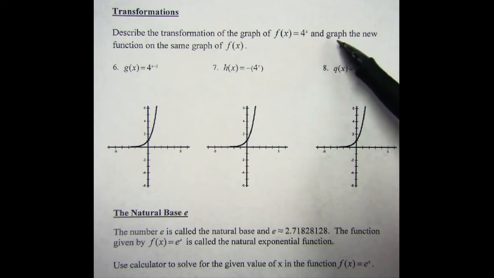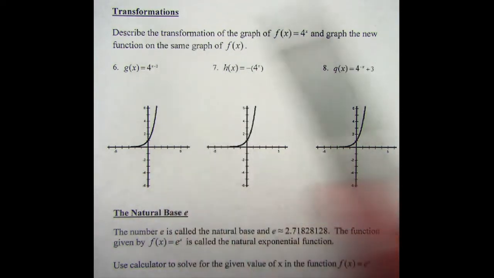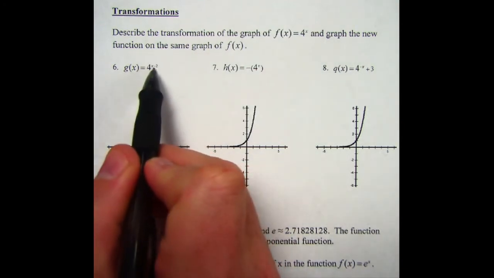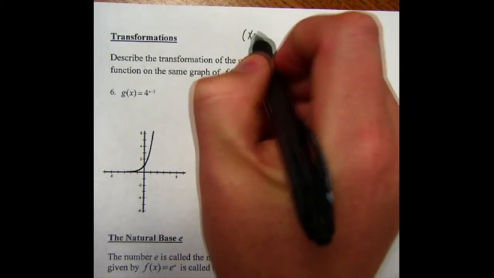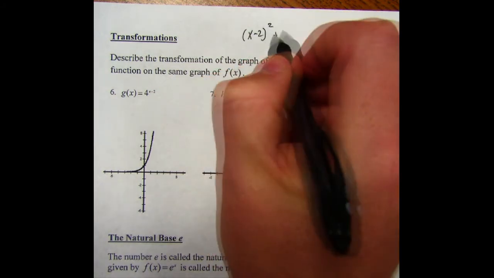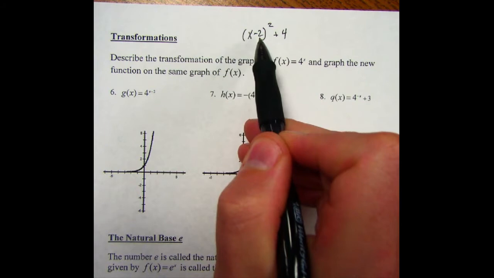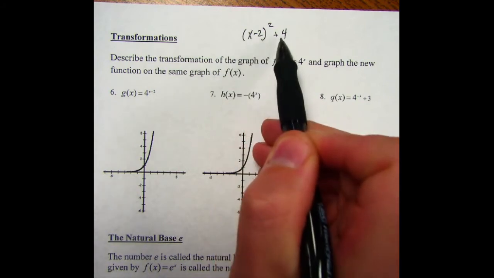It says, and graph the new function. So we need to describe the transformation and then graph the new one. So remember when the number is inside with the x, like when we had before, like x minus 2 squared plus 4. The 2 inside went opposite directions, so that went to the right 2, and the number out back behind went up 4. Works the same way with these.